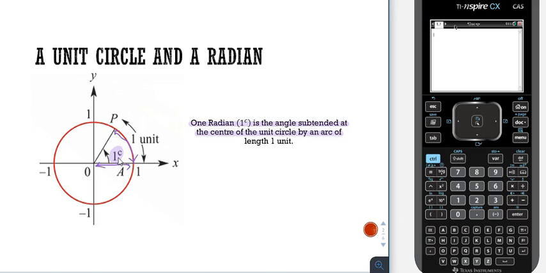Now, if you think about this, in a circle with radius of 1, the circumference of a circle is 2 times pi times r. So 2 times pi times 1, which means that in a full circle, there is a total angle of 2 pi radians. So 2 pi radians for a full circle is the same as 360 degrees, what we've previously used to measure an angle.